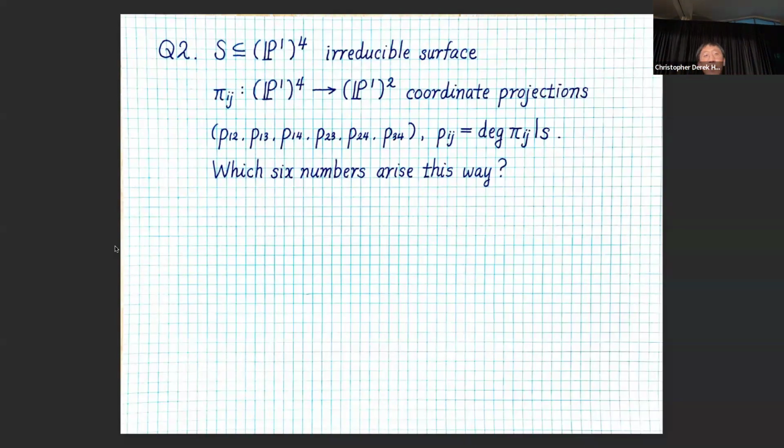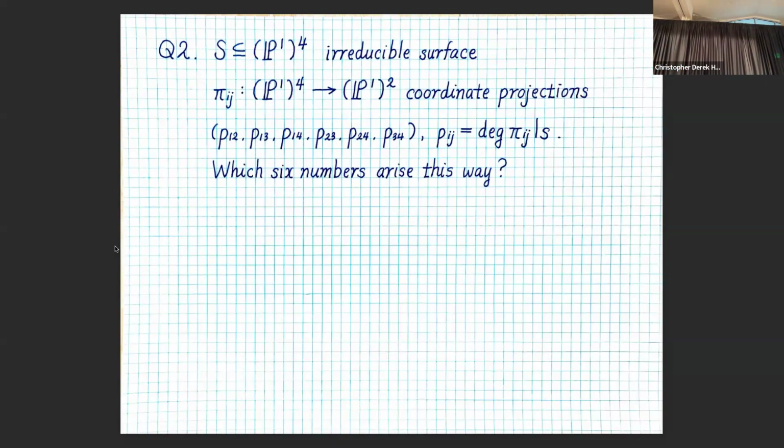It's a very concrete question again. So think of an irreducible surface S in P1 to the 4. And as before, we look at 6 coordinate projections, 1, 2, etc., until 3, 4 projection. And for each one of those projections, we look at the degree of the covering map from S to P1 to the 2. In this way, we get 6 numbers. And the question is the same. Which 6 numbers arise this way from an irreducible surface S?